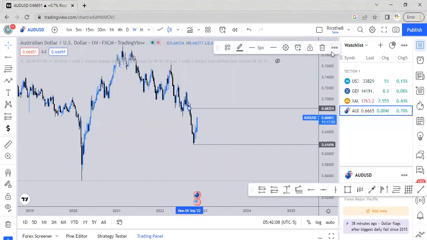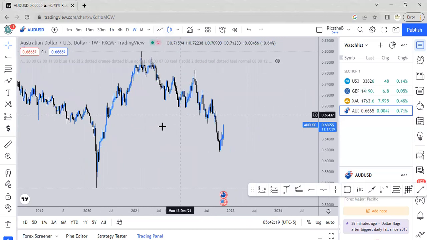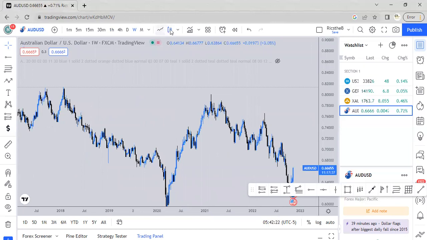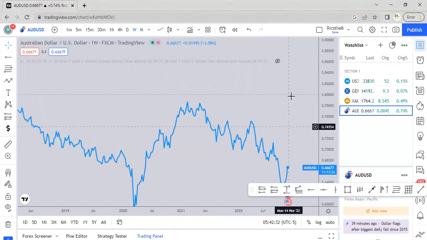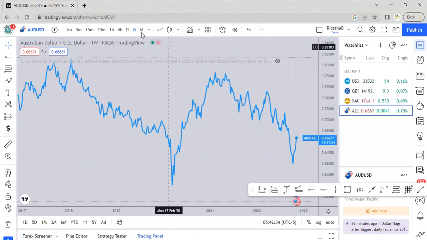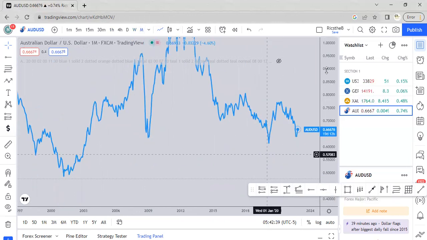I'll begin by saying there are different ways of identifying strong areas of support and resistance. One way is that instead of using candlesticks, you can use what we call a line graph. A line graph is also a price action tool. Some people analyze the charts using a line graph. And this right here is how a line graph looks.